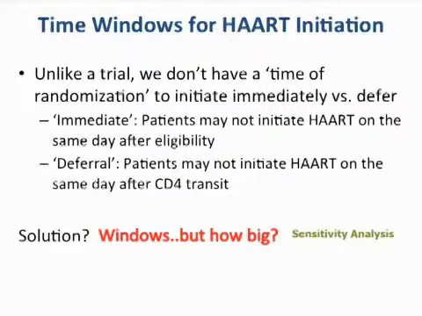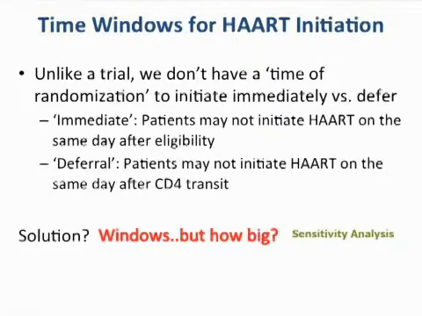Then we had to start to put it together. One of the first things that we had to deal with is the fact that, unlike a trial, we don't have a time of randomization. Right? We have people who are being followed in time, people initiating in different windows. So we had to define a way to really define the two treatment groups that we were interested in. Right? So we're interested in mimicking a trial where people initiate immediately or those that defer. So in order to do that, the idea of immediate had to be thought about, because the patients won't necessarily initiate immediately upon eligibility.